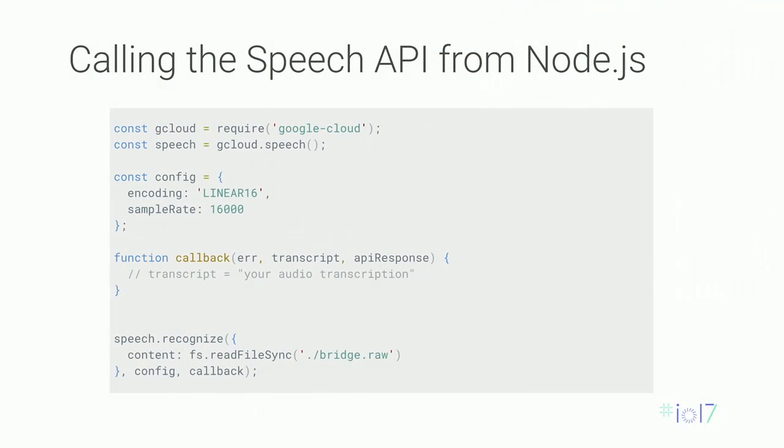One more thing I want to talk about is how you can call the speech API from Node. So here I've required the Google Cloud module. And I just need to tell it the encoding type, in this case linear 16, and then the sample rate in hertz. And then I call speech.recognize, passing it my local file. Again, I can also pass it a file stored in Google Cloud Storage.